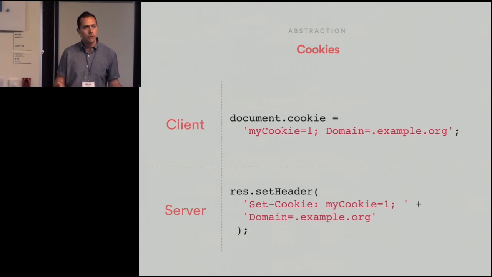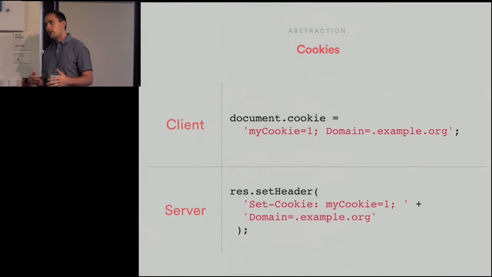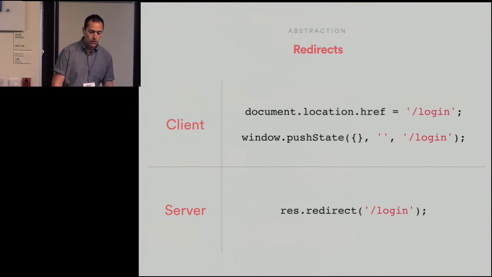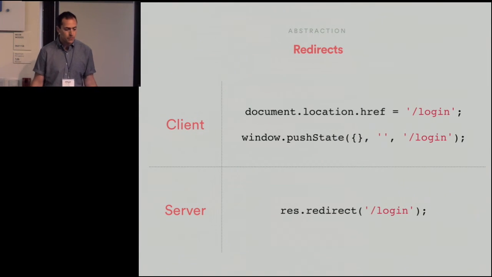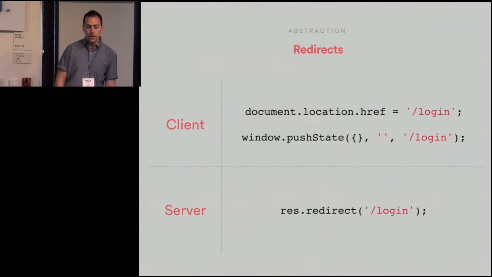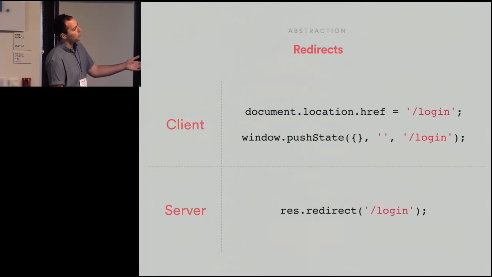And you can imagine why you might want to send cookies on the client and the server, right? In response to user interactions, authentication, all sorts of stuff. Redirects is another example. On the client, you could do a full page redirect by setting document.location.href, or you could do a fancy pushState redirect using window.history.pushState. But on the server side, we're sending a 302 or a 301 response to the client. And so in Express, you would say response.redirect.